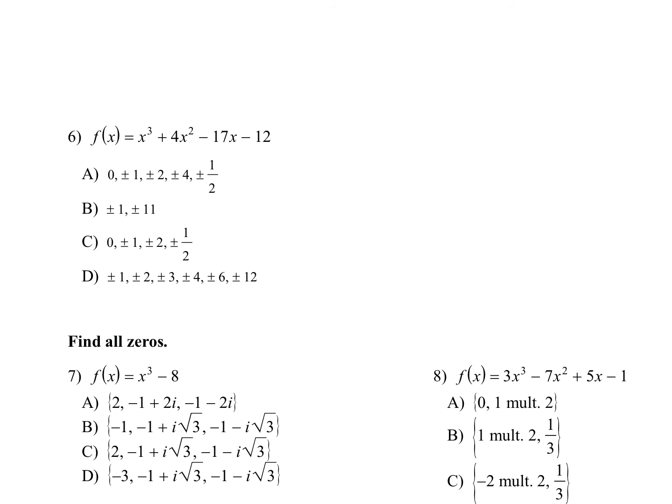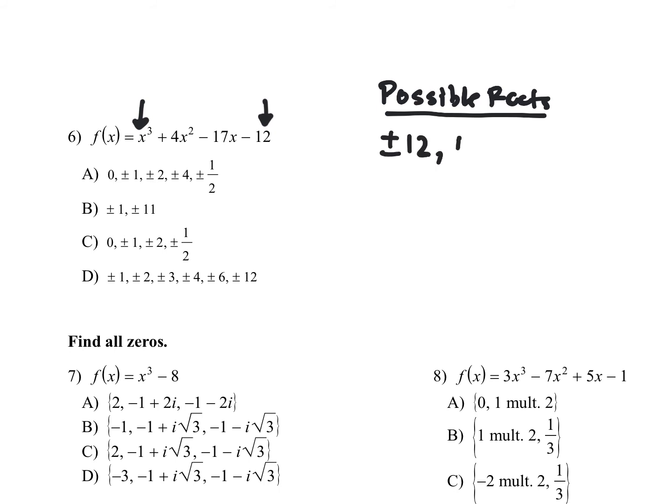For number 6, we're trying to figure out the possible roots. And so remember that we have to look at our constant and we have to look at our leading coefficients. And you're going to start listing the factors of 12, which is 12, 6, 4, 3, 2, 1. And it's a ratio to your leading coefficient, which is 1.